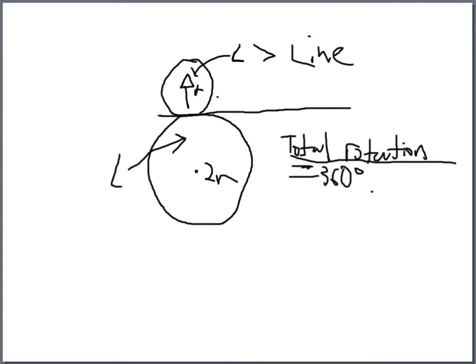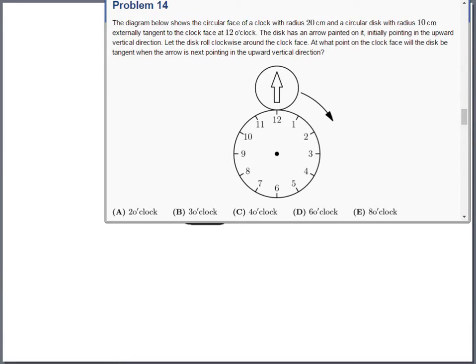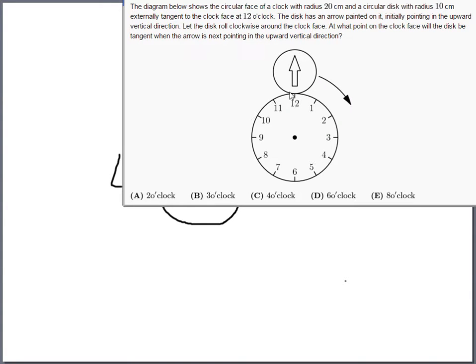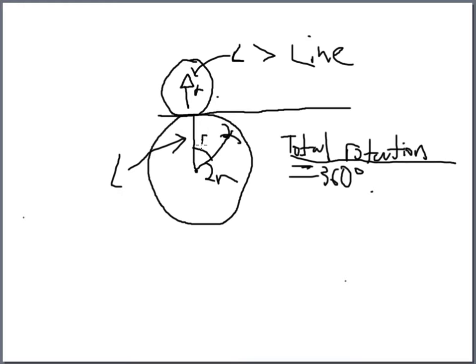So essentially, we're going to look at the answer choices and try to figure this out. We have one at 2 o'clock. So let's just say 2 o'clock. The one at 2 o'clock is going to have an arc of, I believe, 60 degrees. Yeah, 60 degrees.